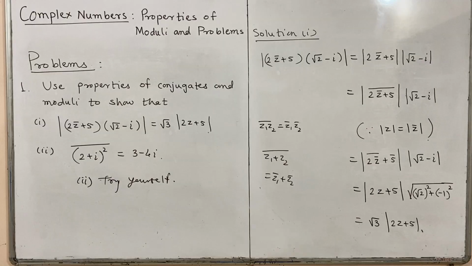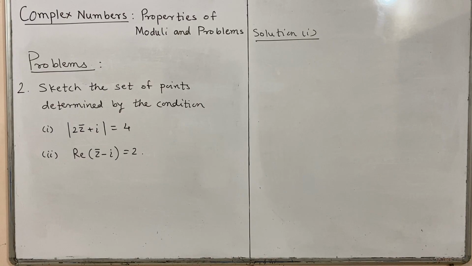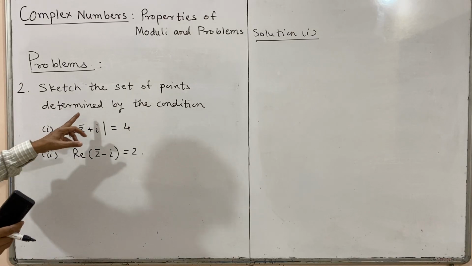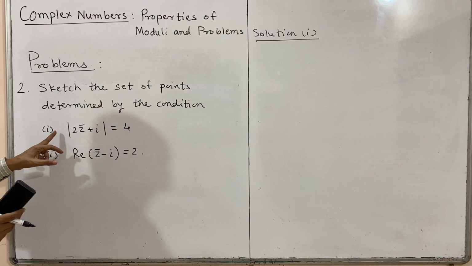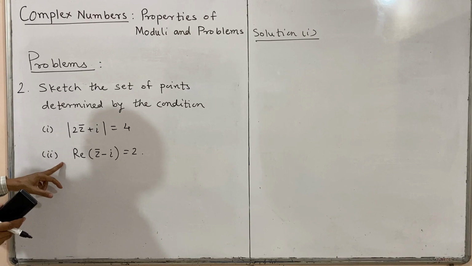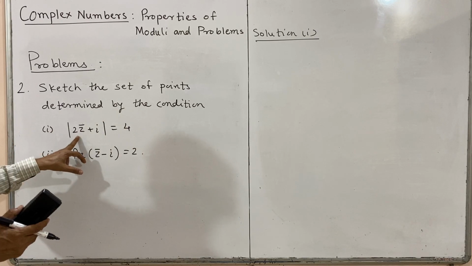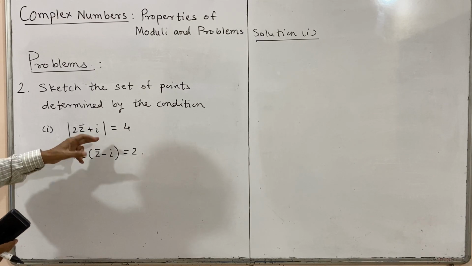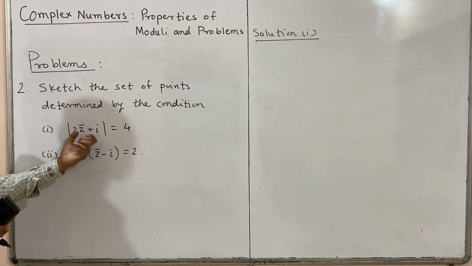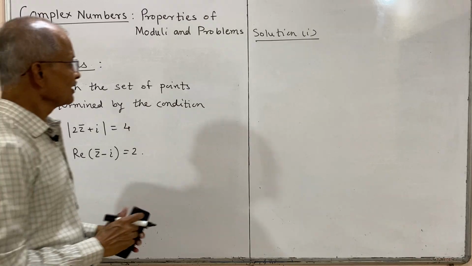Now we shall consider the second problem. I have written the second problem here. Sketch the set of points determined by the condition. First, and this is the second. So actually two problems are there. We shall solve the first one. See, we have mod of 2z bar plus i. We shall simplify this first.